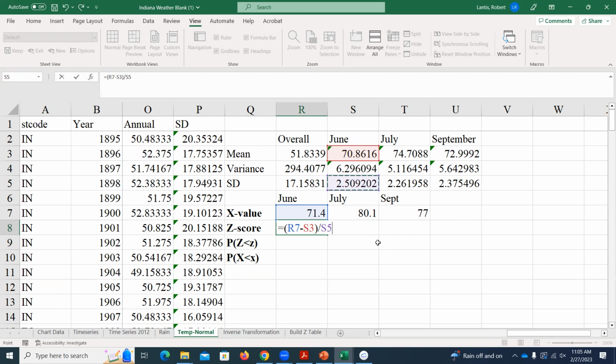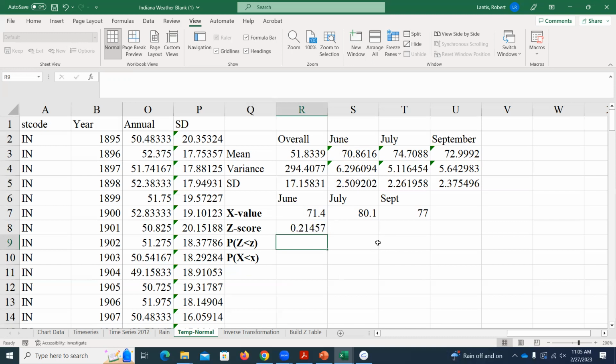If instead I had seen something, say 80, well, now I'm several standard deviations above the mean. Now it's likely that the area to the left is going to be a lot closer to 1 than it would be to 0.5. So hit enter, and sure enough, about 0.21. Okay, so I've got my Z value.